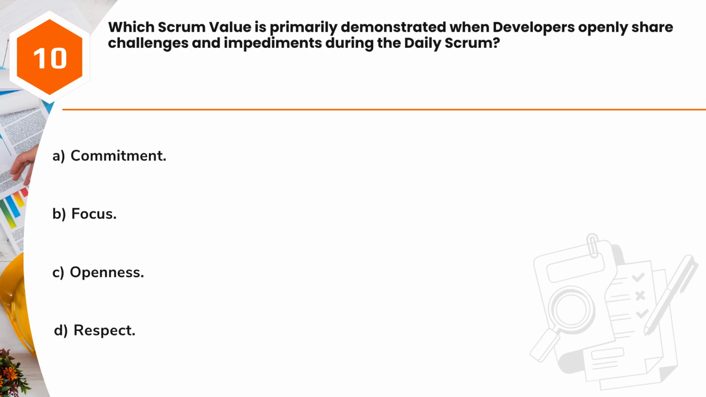Question 10. Which Scrum value is primarily demonstrated when developers openly share challenges and impediments during the daily Scrum? A. Commitment. B. Focus. C. Openness. D. Respect.